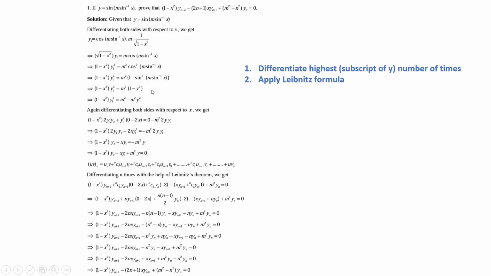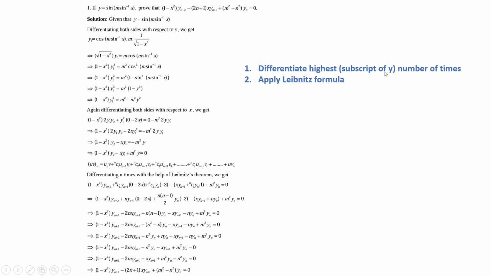Now let's look at our first example, where the given function is y equals sine of m sine inverse x, and we have to prove this part. For solving this kind of problem, at first we have to differentiate as many times as the highest subscript of y, and then we have to apply the Leibniz formula.